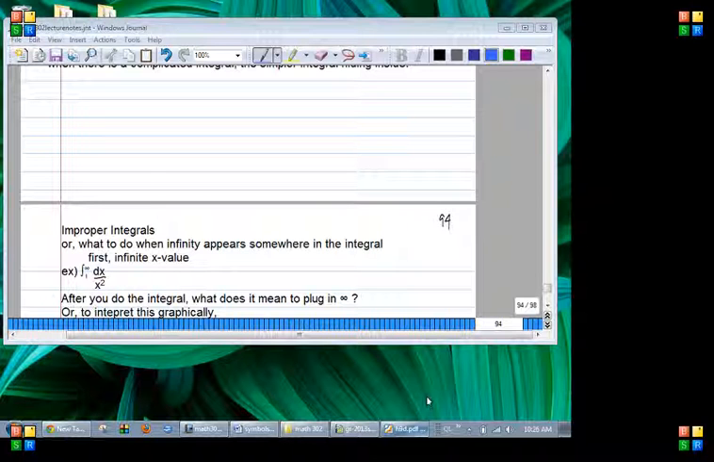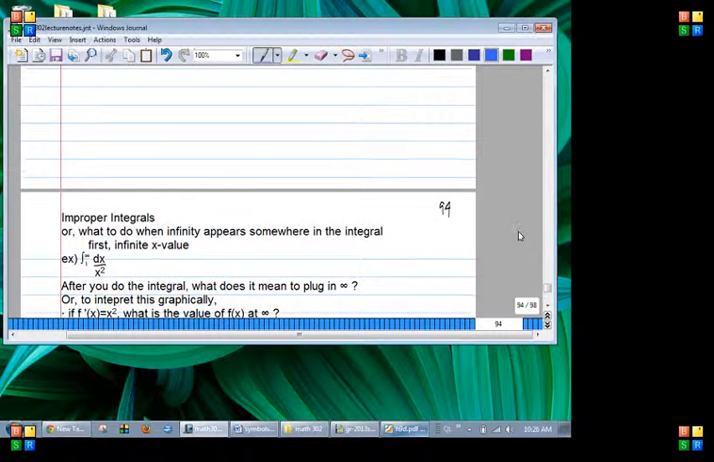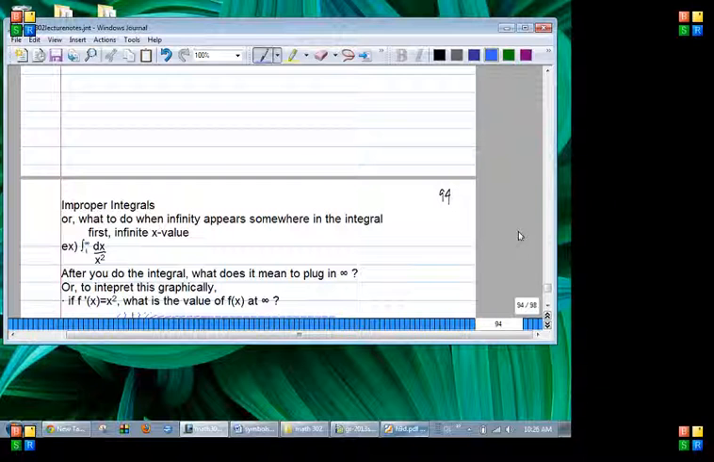Right. So that already starts to give you an idea of what it means to plug in infinity to an expression. This is something that we've actually seen a little bit before, but I want to expand this idea. We could also interpret what that means graphically because we know what an integral means graphically. So another way to think of this is if f prime equals x squared, what is the value of f of x at infinity?